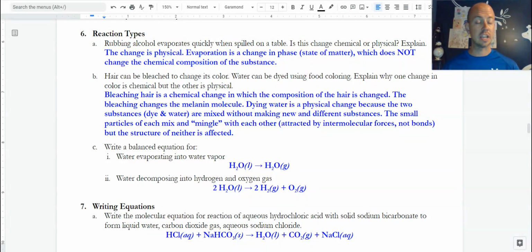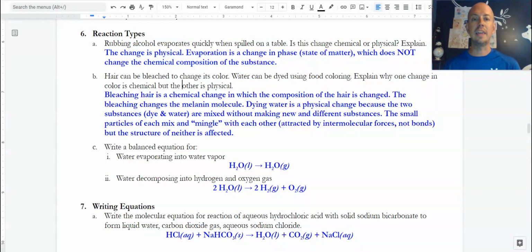It's actually changing the composition of the hair. There is a chemical reaction occurring where we're changing those molecules that are giving your hair the color, the melanin. That makes something different than what we started with. And although we can continue to dye it, it's not easily reversible without some sort of extreme other change.